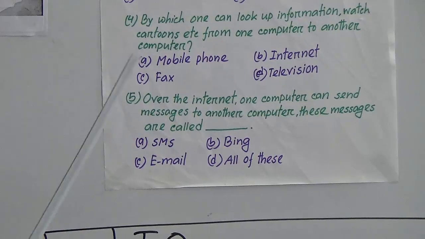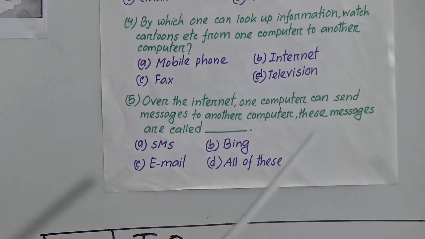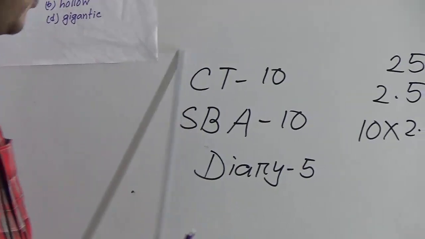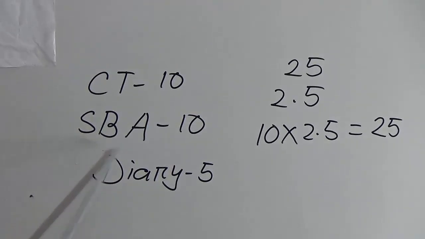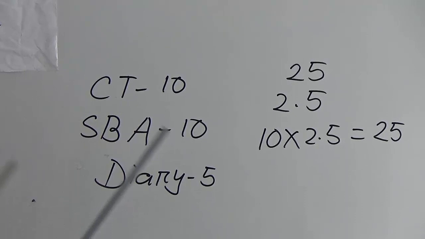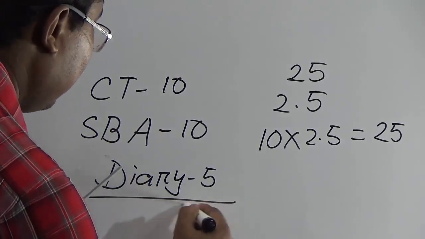So this is your homework, my dear students. And last one, why is this homework very important? Please come to this portion. This homework is very important because you have city mark 10, SBA 10, diary 5. So we have total 25 marks.